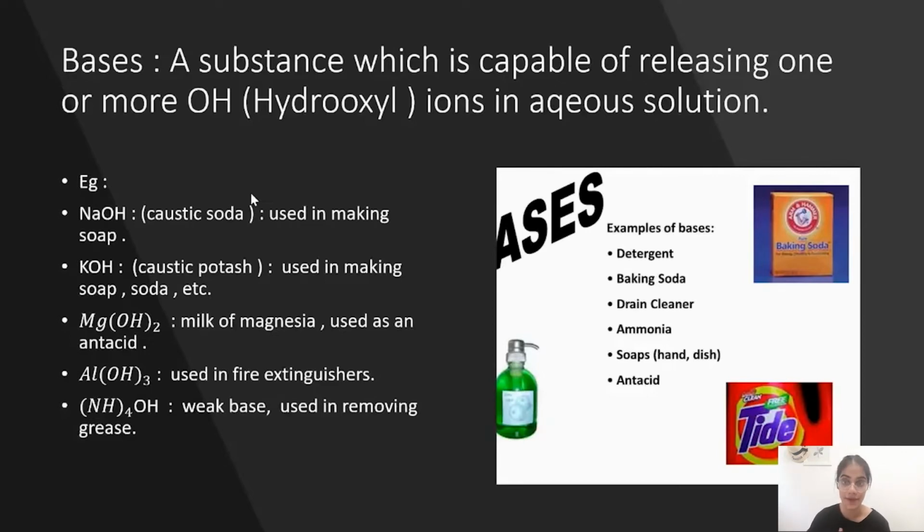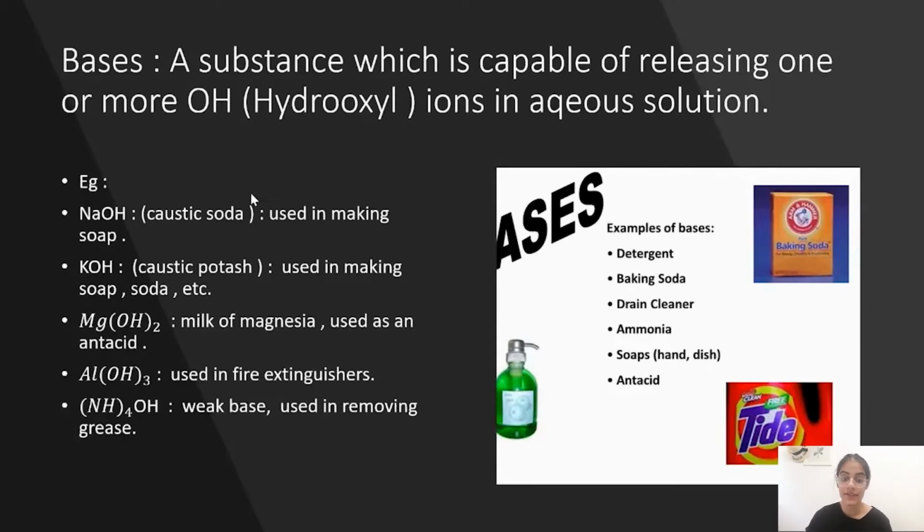This is how we identify bases. The second example is caustic potash, or potassium hydroxide, made of potassium and the hydroxyl group OH. It is used to make soap, soda and other materials. Potassium hydroxide is as strong a base as sodium hydroxide. Next, milk of magnesia, or magnesium hydroxide, which has a formula of Mg(OH)2. It is used as an antacid. Antacids are substances that help you reduce acidity in your stomach.